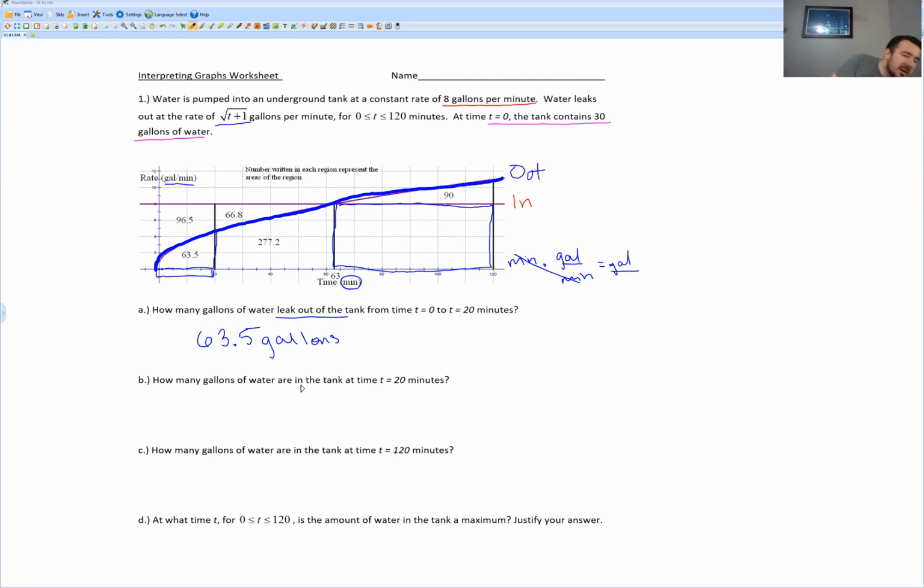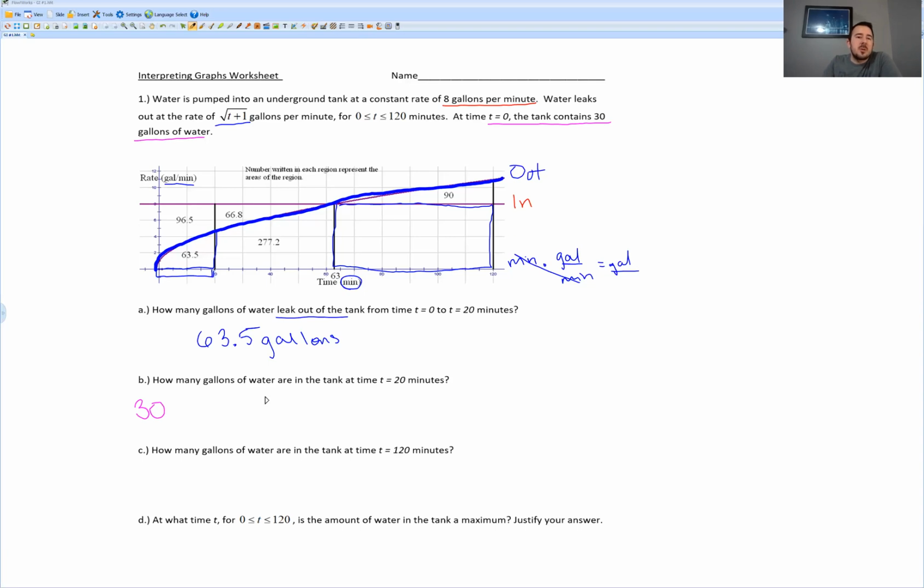For part B: how many gallons of water are in the tank at time t equals 20? Here we have to account for a couple of things. We have to account for how much water has leaked out. We also need to account for how much water has gone in and the amount that we initially started with. So let's start with that. We know that we have 30 gallons. There are two different ways that we can do this. I'll do it the longer way. This is not the way I would regularly do this problem, but I'm going to start like that.